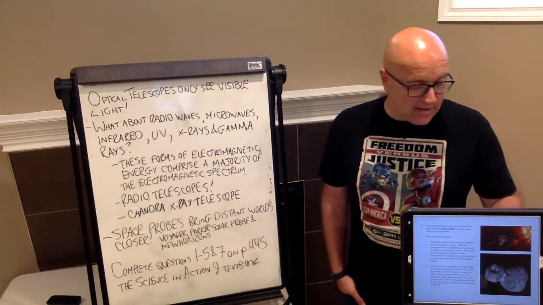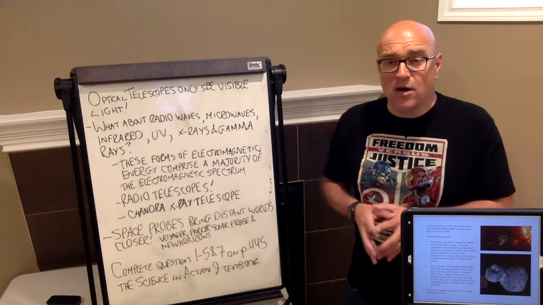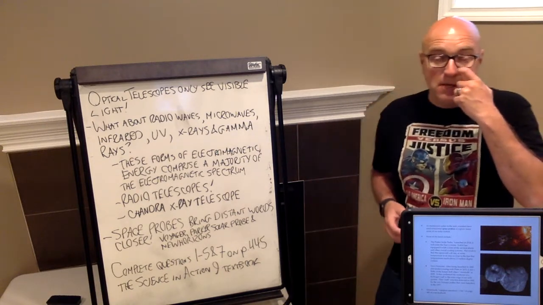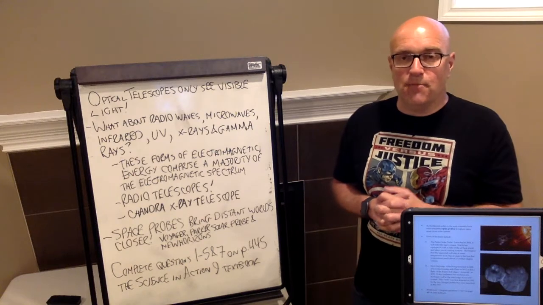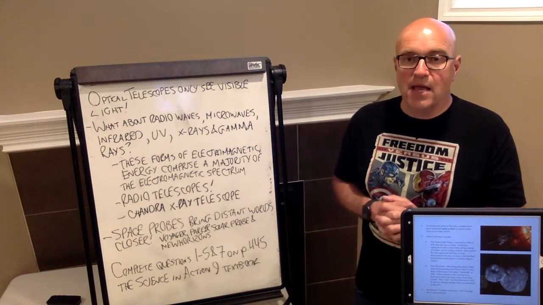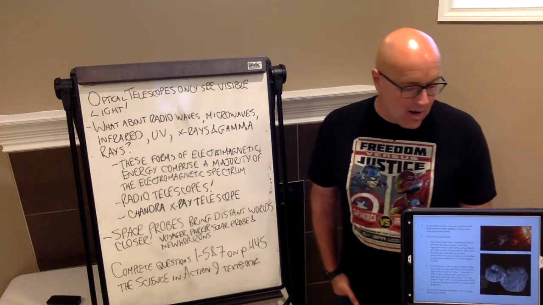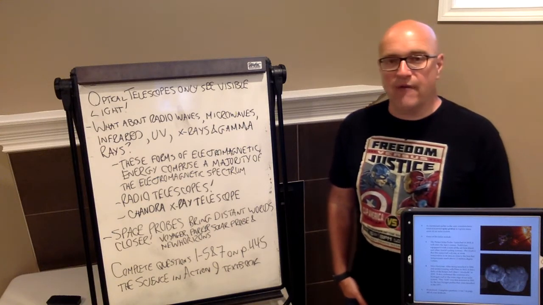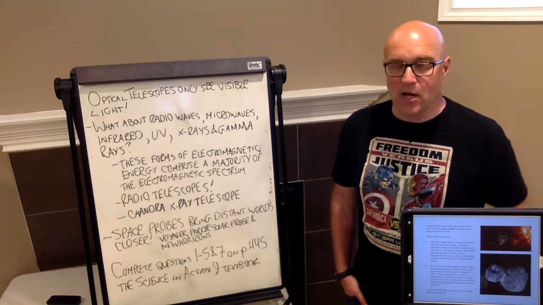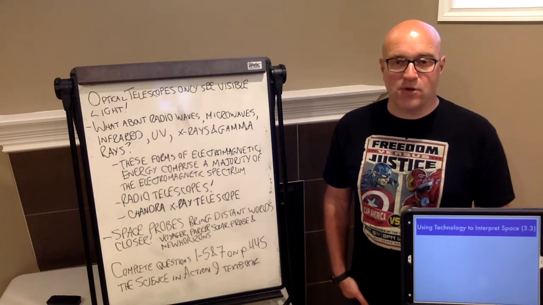So that's basically our topic today about using technology to see beyond what is visible in the night sky. For homework, I'd like you to complete questions 1 to 5 and number 7 on page 445 of the Science in Action 9 textbook. That is the discussion for today.